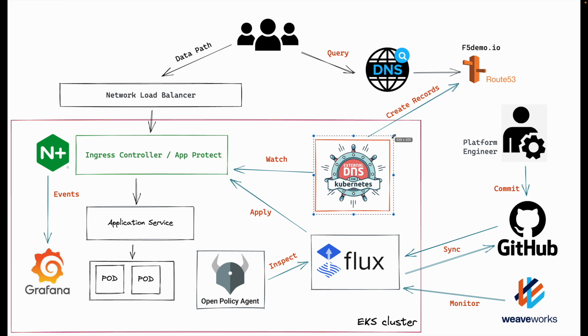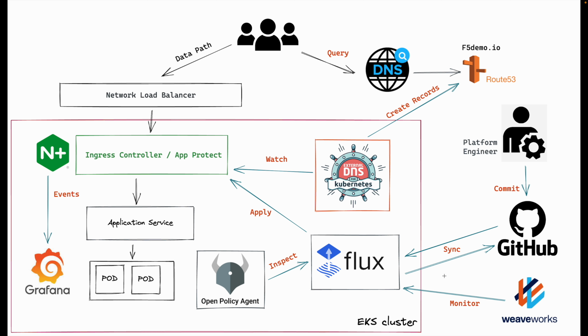The external DNS component's job is to automate the DNS records creation. It first watches all the Ingress resources and the virtual server resources. And as soon as it detects a new resource applied, it will extract the host name value and create a DNS record with that host name in the DNS zone, which is hosted by Route 53. Weave GitOps is the front end and the dashboard for Flux. We will use it to see Flux in action and we can see the synchronization events.